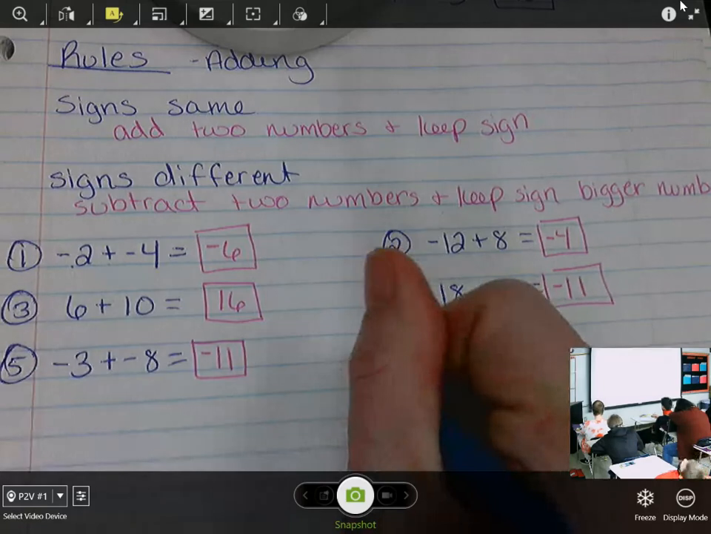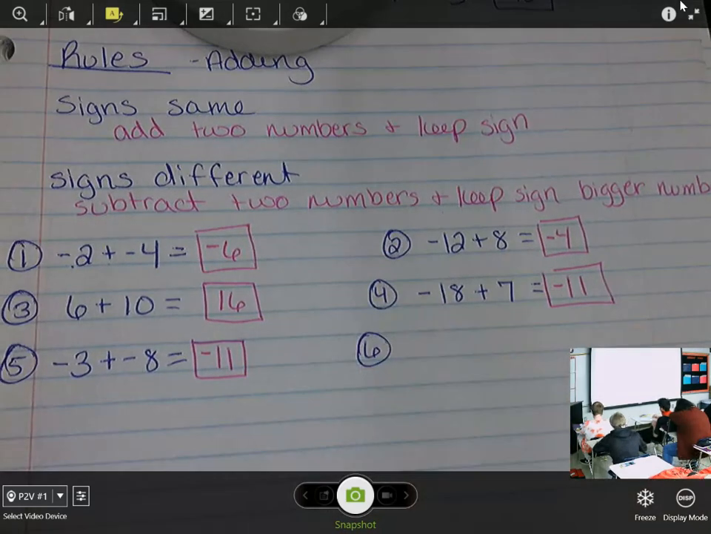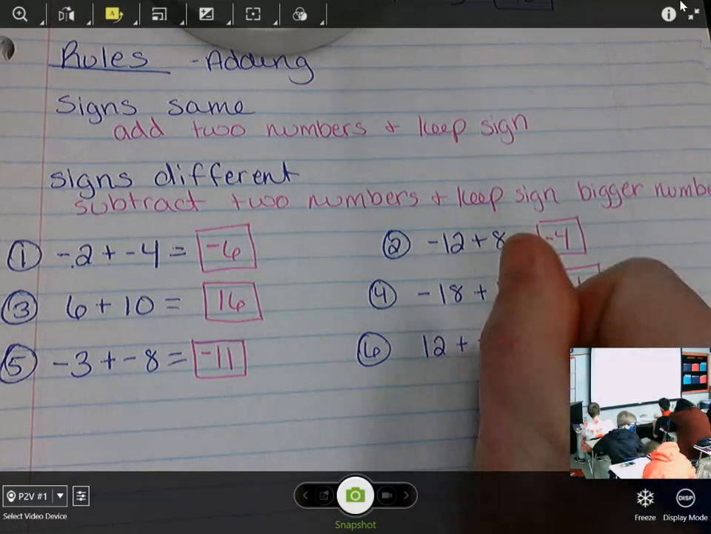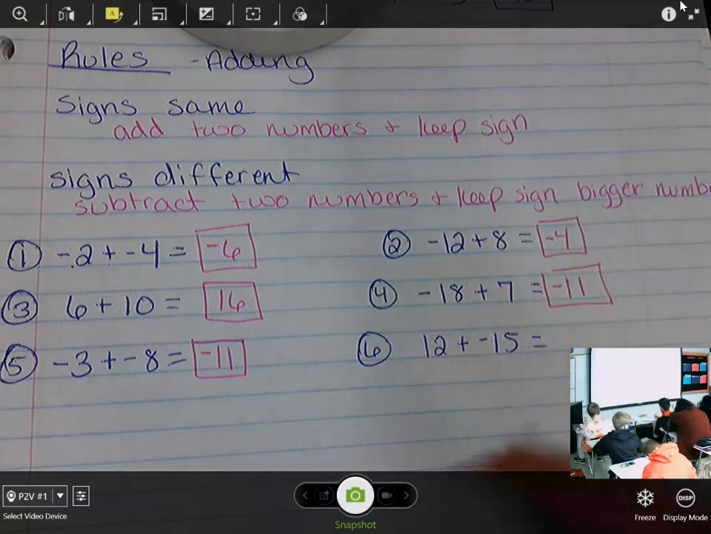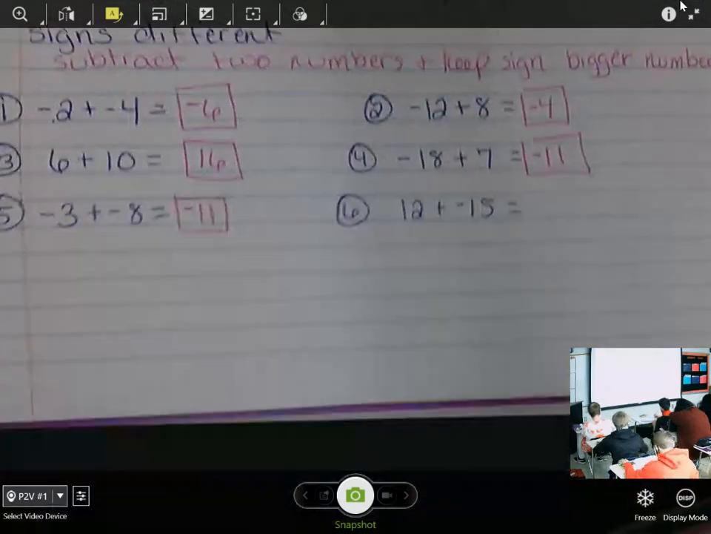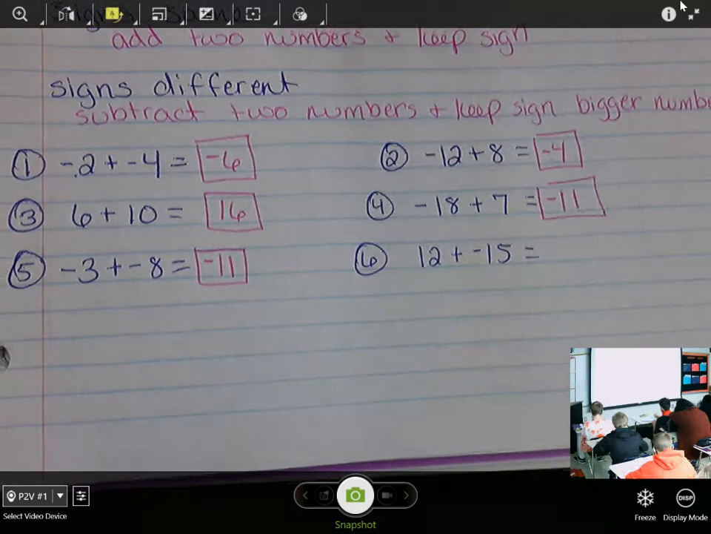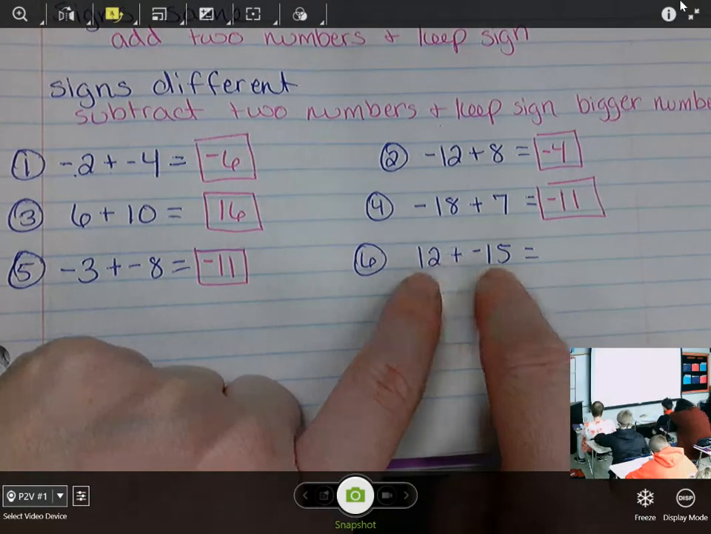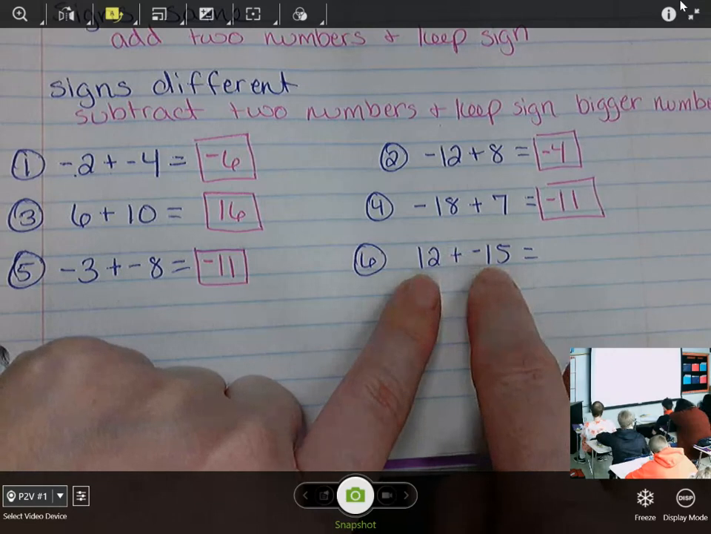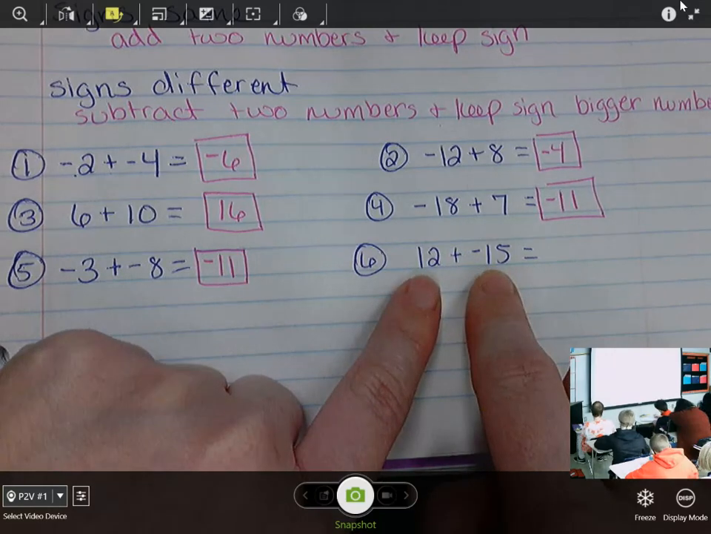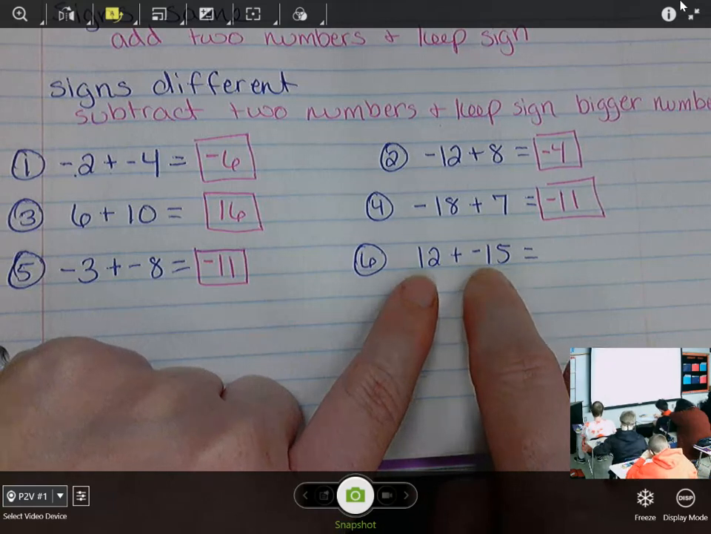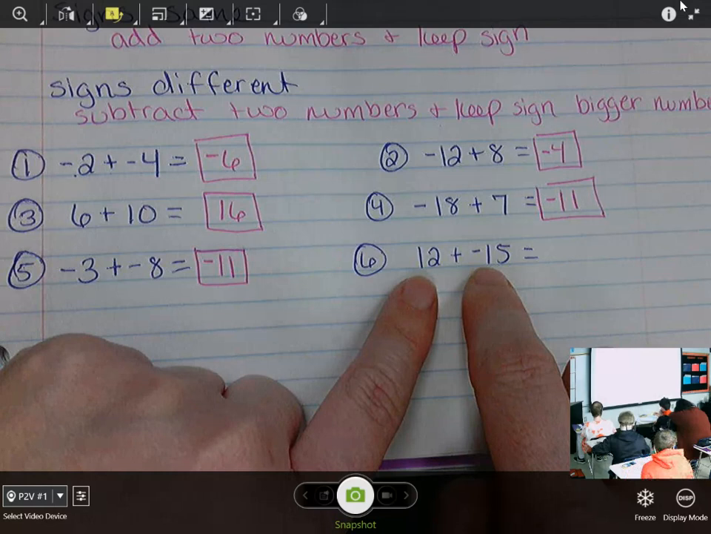And number 6. 12 plus negative 15. 12 plus negative 15. All right, Amber, what do you think I'm going to do here? Am I going to add or subtract 12 and 15? Subtract. Why am I subtracting? Because they have different signs. All right, what's 15 minus 12?